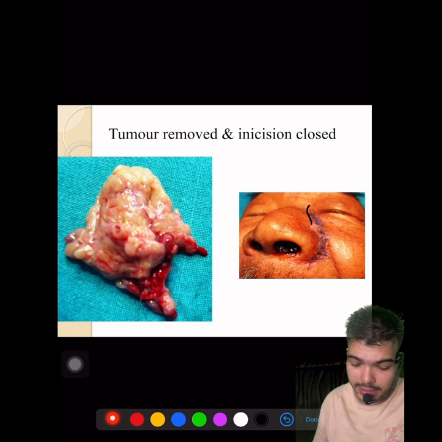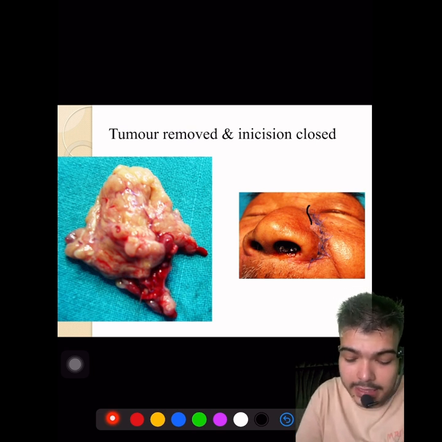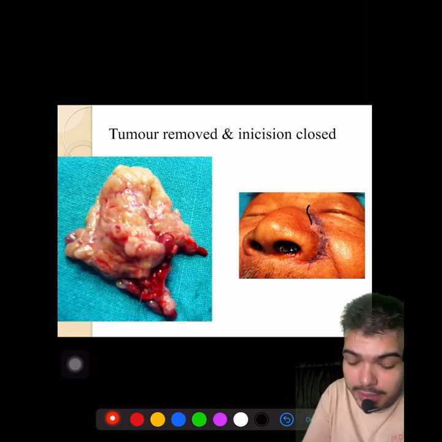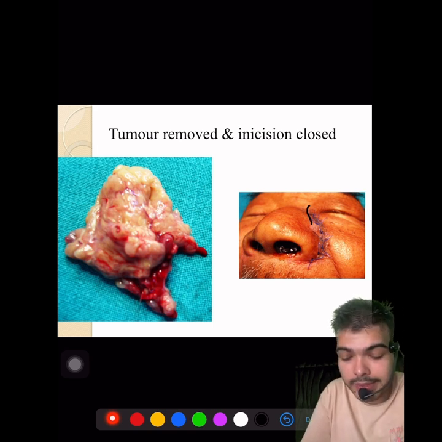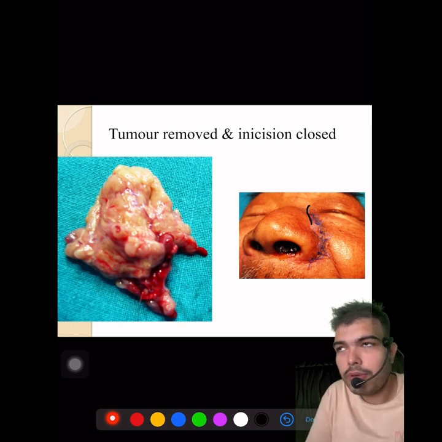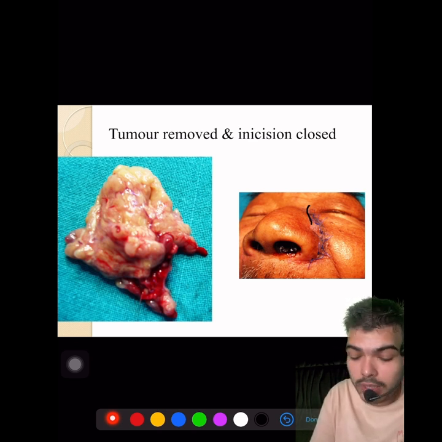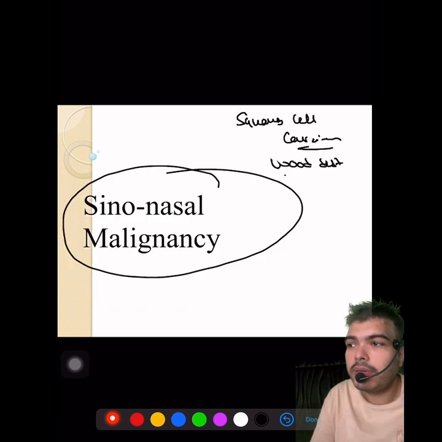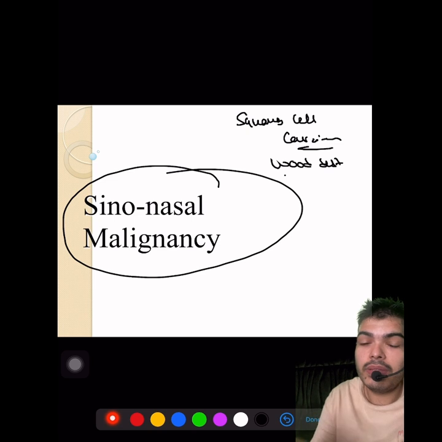So sinonasal malignancy, whenever we talk about sinonasal malignancy, most commonly it is squamous cell carcinoma. Remember, they are more common in someone who works in wood dust. Of course, compared to other malignancies of the body, sinonasal malignancies have less incidence, but still someone presents with this area, with maxillary sinus.